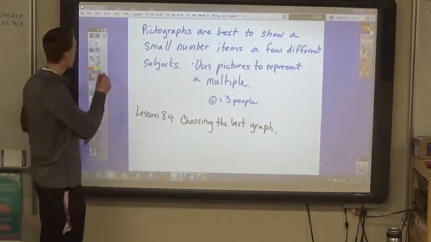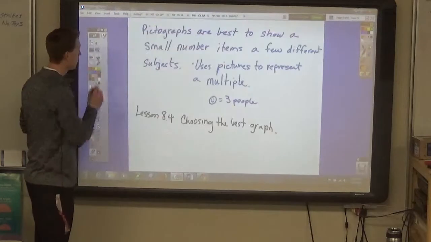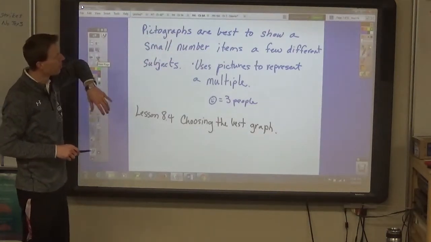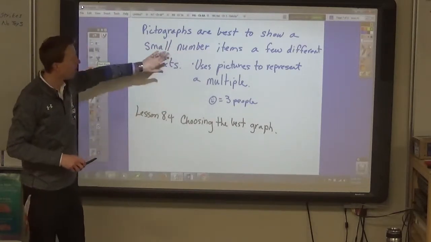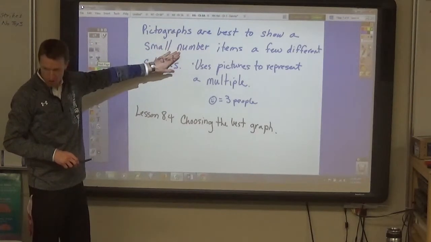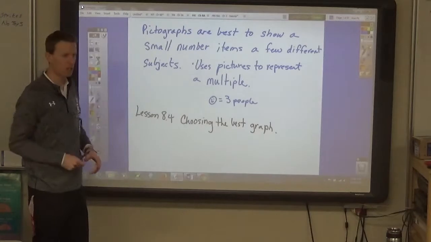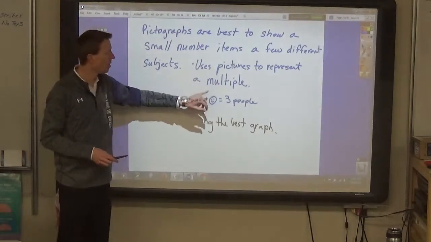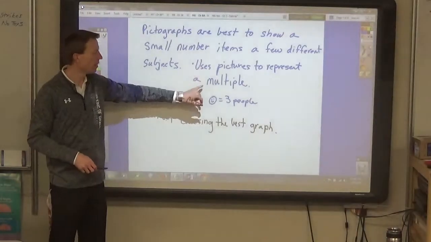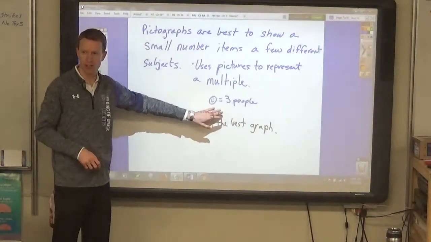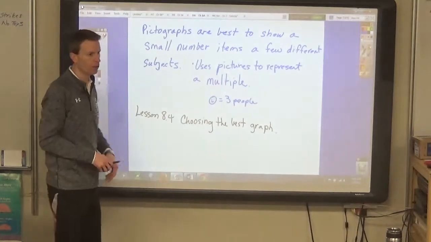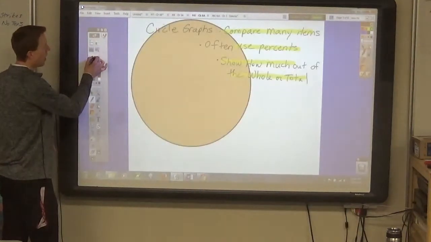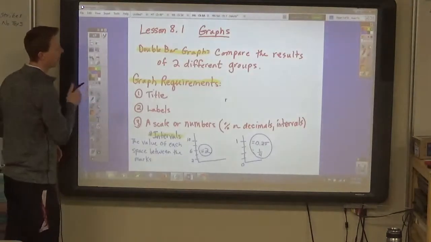Okay? They work well. This pictograph here, pictographs are specific to showing the best for small items, especially if you just have a few different subjects. Okay? For example, we talked about using pictures to represent a multiple of 3. Alright? We're showing groups of 3 people. But we talked about how each of these graphs has advantages.